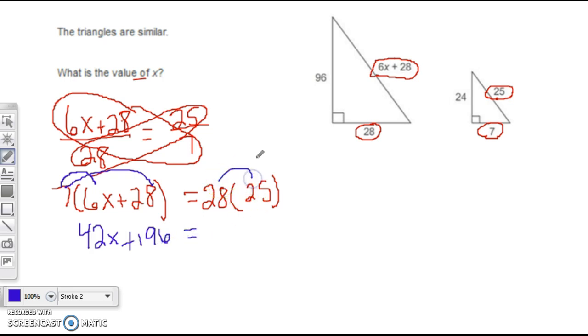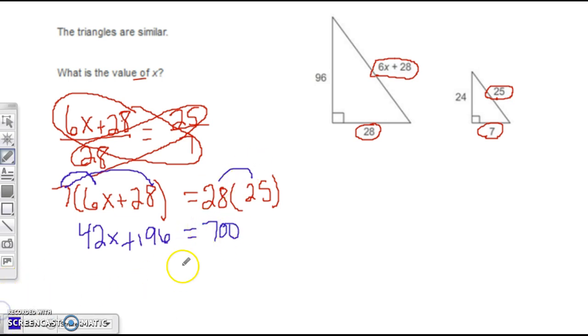And then over here, we can just multiply 28 times 25. And then we've got ourselves an equation to solve. We're trying to solve for x, so I need to get rid of 196. Right now it's adding, so the opposite operation would be to subtract 196 from each side.